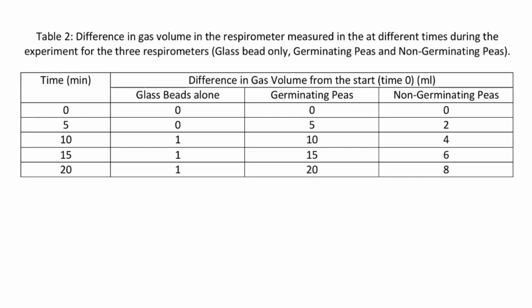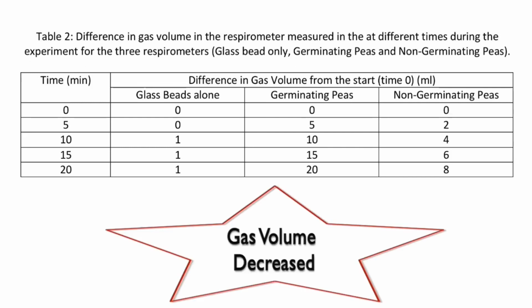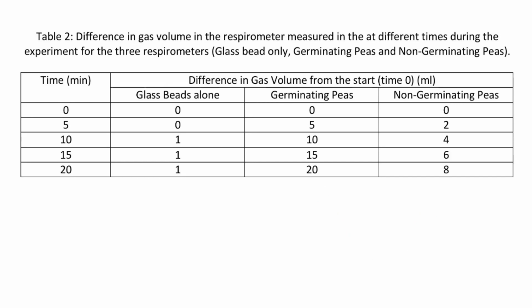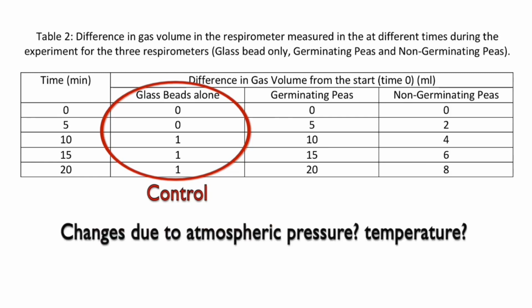Now we know from table 1 that the gas volume decreased for germinating peas and non-germinating peas. And we can see here that the difference in gas volume from the start time is greatest for germinating peas across the entire time series. But as absolute values, we have to take into consideration the glass beads alone, because the 1 millilitre decrease you can see at time 10, 15 and 20 minutes could be as a result of changes in atmospheric pressure or changes in temperature during the course of the experiment.